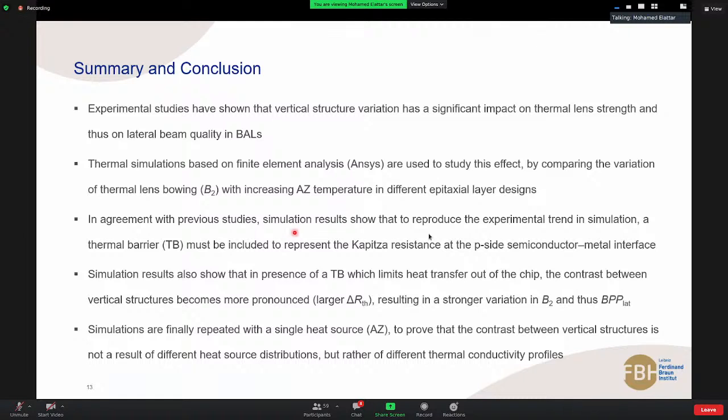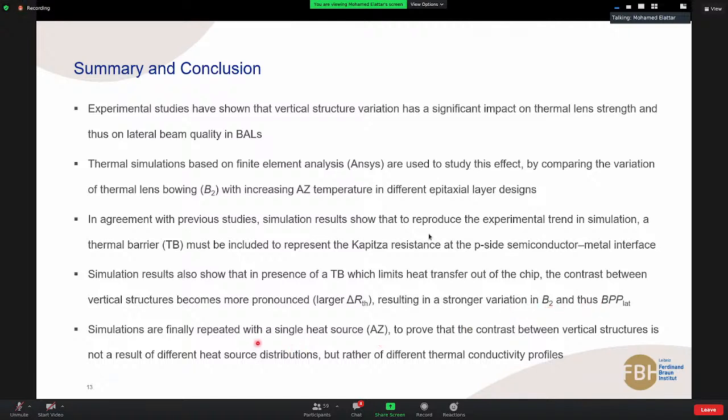In agreement with previous studies, the simulation results have shown that to reproduce the experimental trend in simulation, we need to include the thermal barrier layer to represent the Kapitza or thermal boundary resistance at the P-side semiconductor-metal interface. Simulations also showed that in the presence of the thermal barrier, which limits heat transfer out of the chip, the contrast between the vertical structures becomes more pronounced, leading to a larger thermal resistance difference and resulting in a stronger variation in M² and thus beam parameter product.